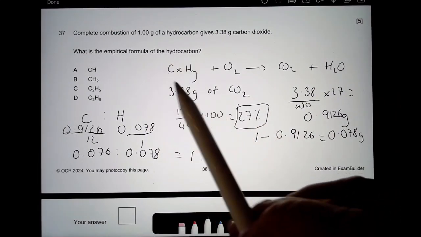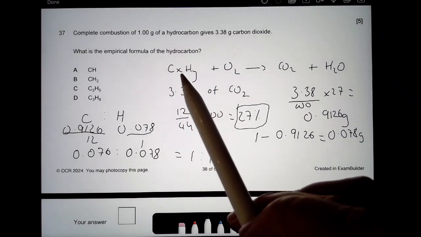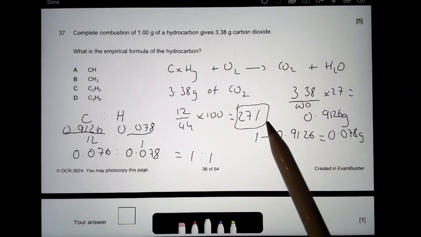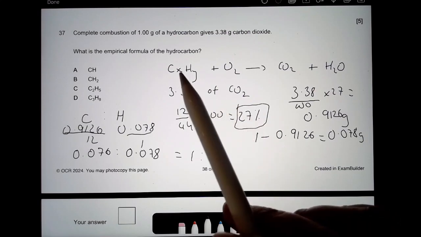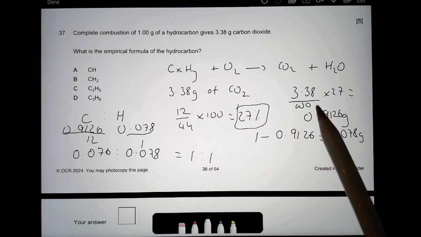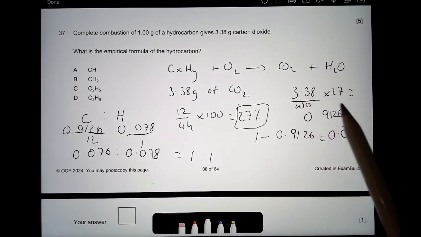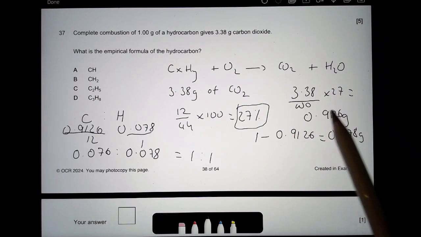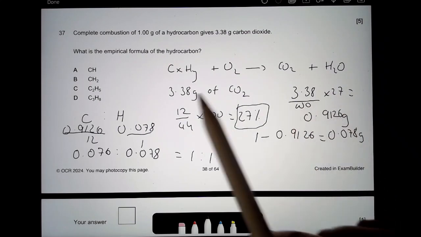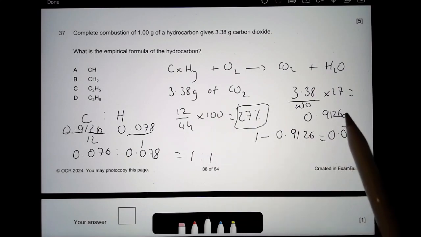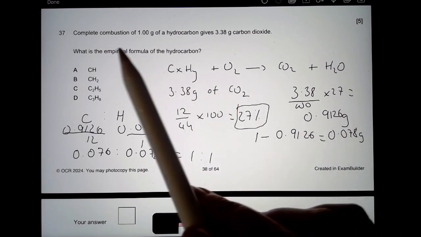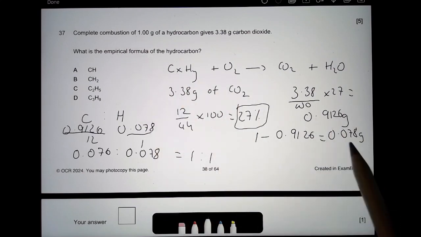And all of that carbon must have come from the hydrocarbon. There's nowhere else for that carbon to have come from. So I took the 3.38 grams that I know I formed, and I worked out what 27% of 3.38 was, and this is the mass in grams of carbon that I must have gotten from my hydrocarbon. If they tell me I start with 1 gram, then this is the amount of hydrogen I must have gotten from my hydrocarbon.